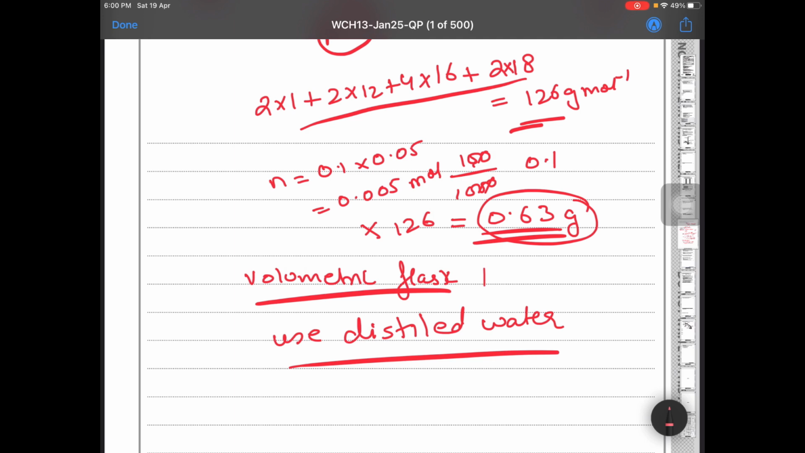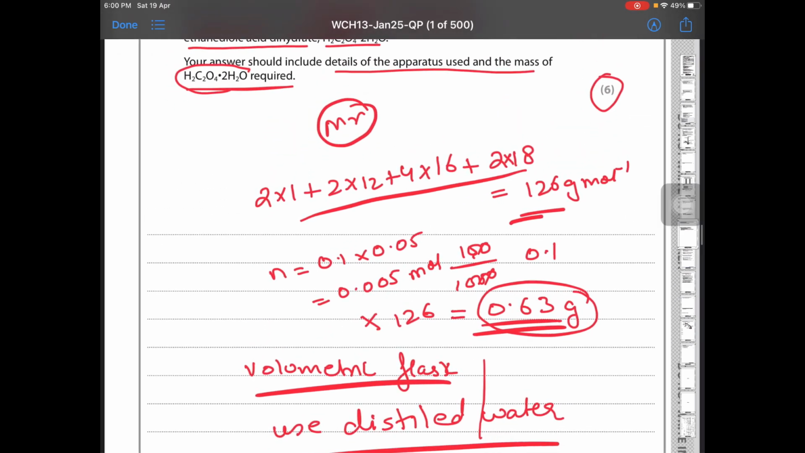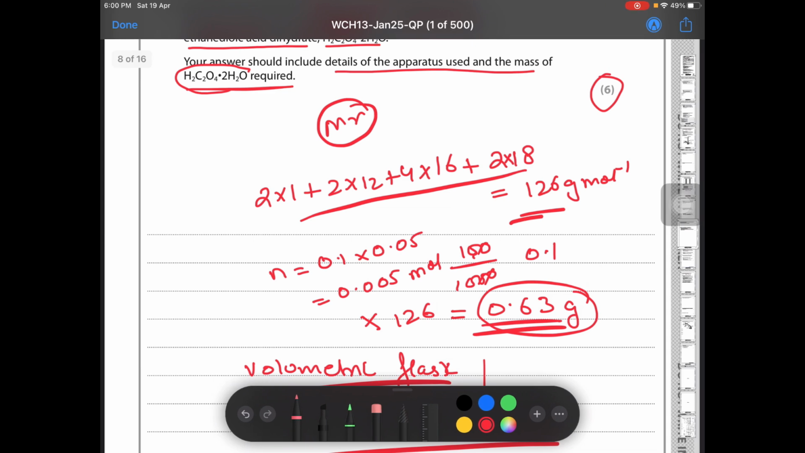And that's it. There you go. This is how you will make your standard solution, and this will be your 6 marker. So let's see how you are going to get your marks over here.